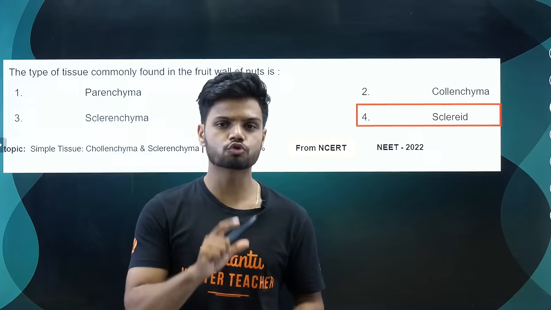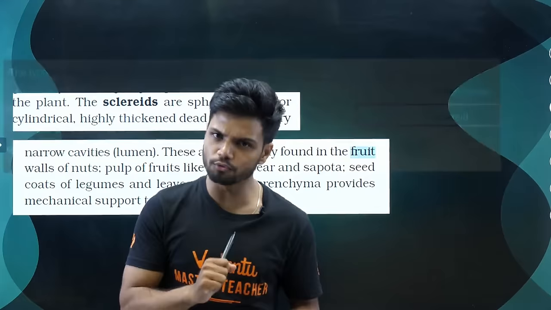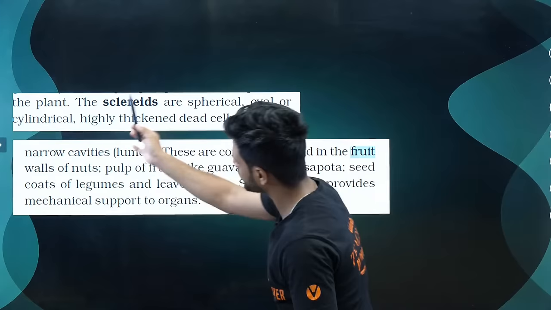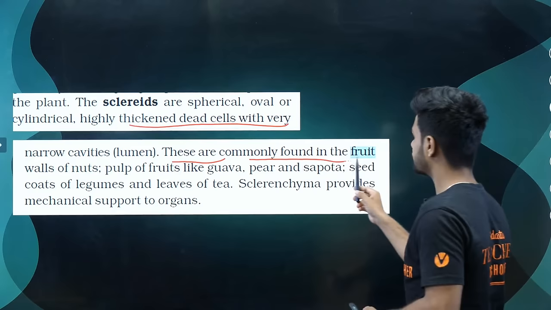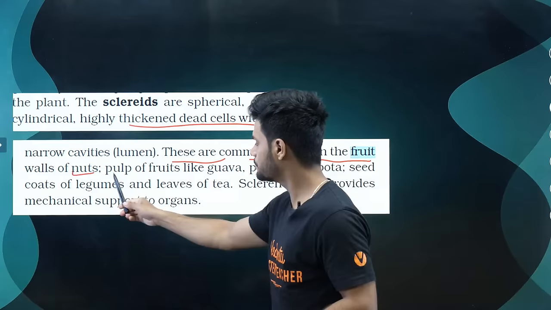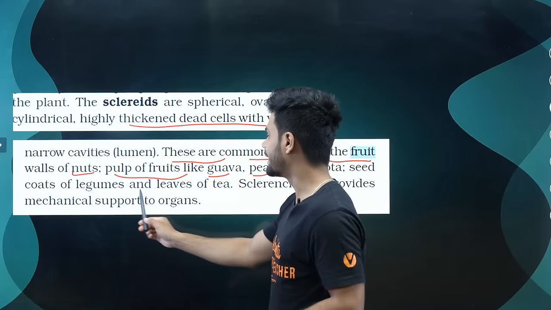Sir, I don't believe you. Show the proof. Proof here. Sclereids are spherical, oval or cylindrical, highly thickened dead cells with very narrow cavity, lumen. These are commonly found in fruit walls of nuts, pulp of fruits like guava, pear and sapota, seed coat of legumes and leaves of tea.